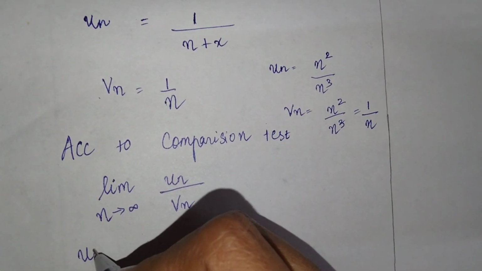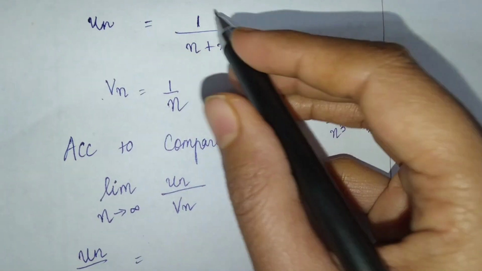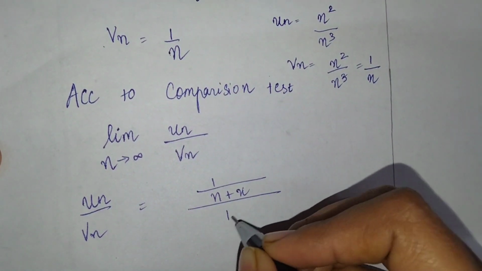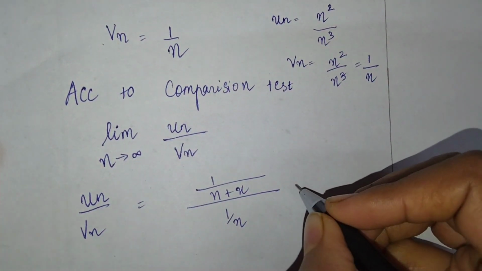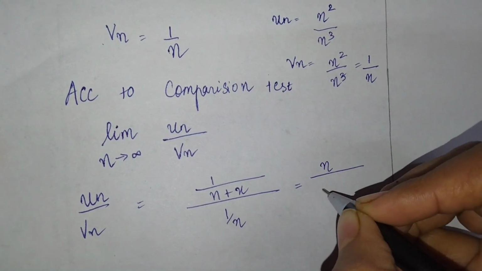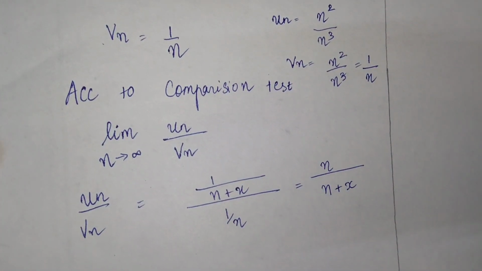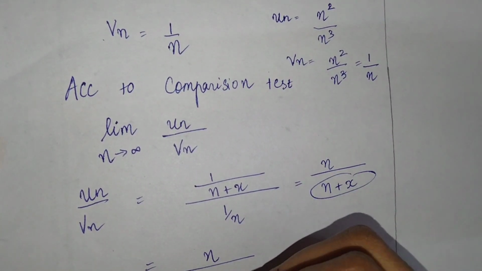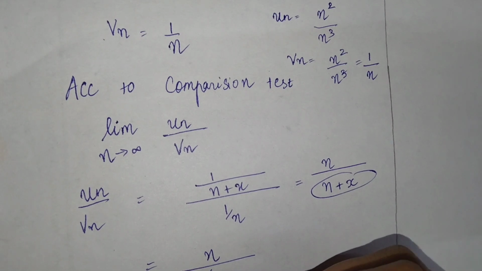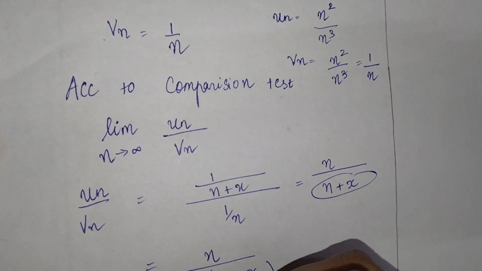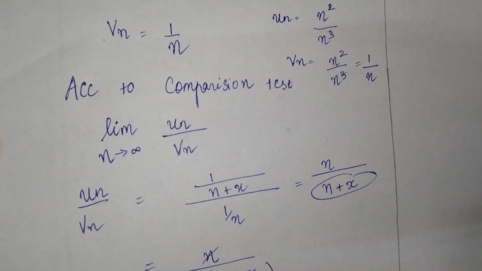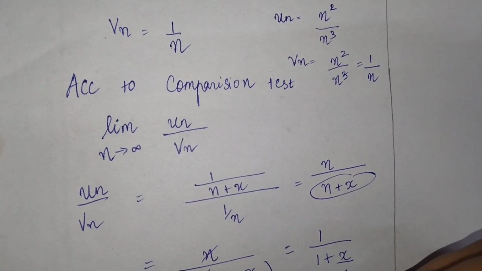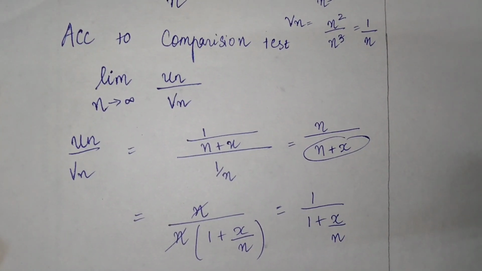Okay, so what is un by vn? That we will find. un is 1 upon n plus x and vn is 1 by n. So we can rewrite this equation as n upon n plus x. Okay, but if I take n common from the denominator part, then we will get n into 1 plus x by n. Now this n will get cancelled. So we will get 1 upon 1 plus x by n. So this is our un by vn.